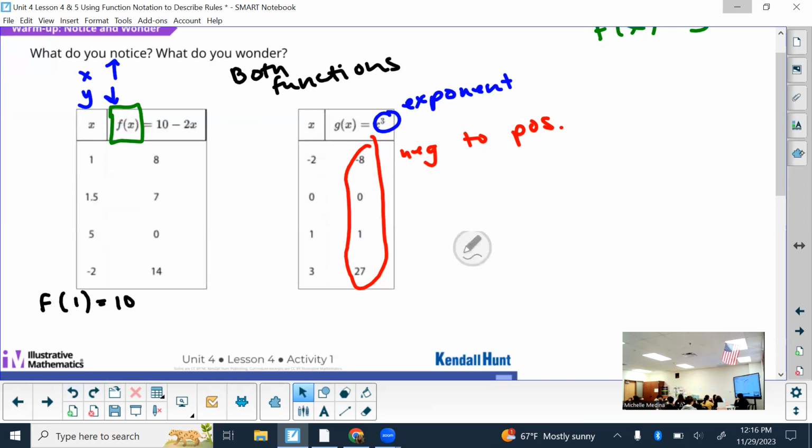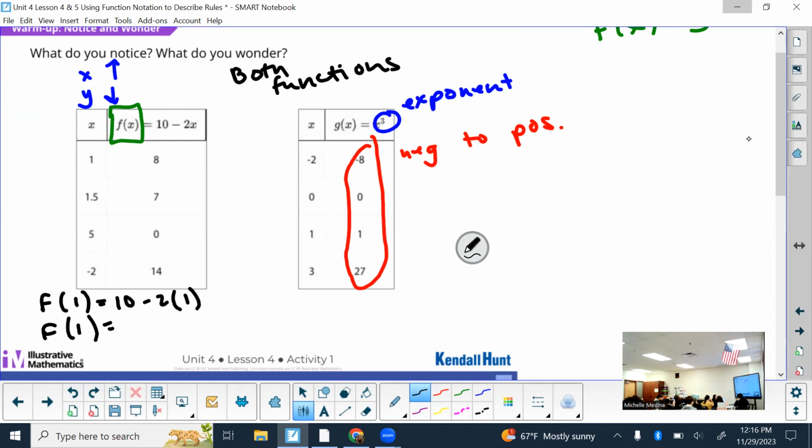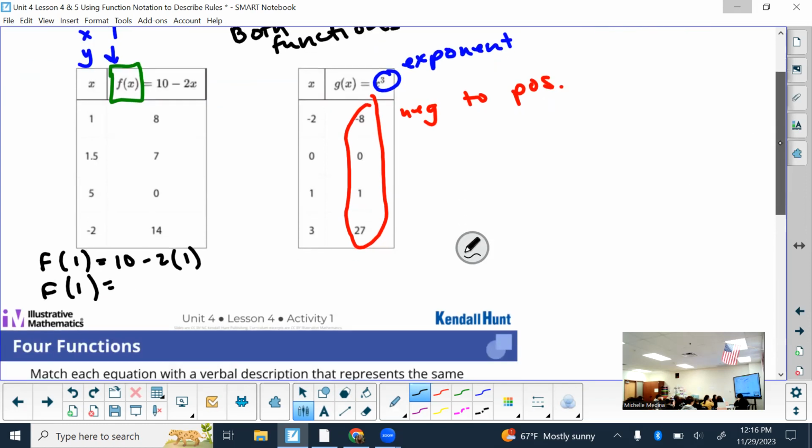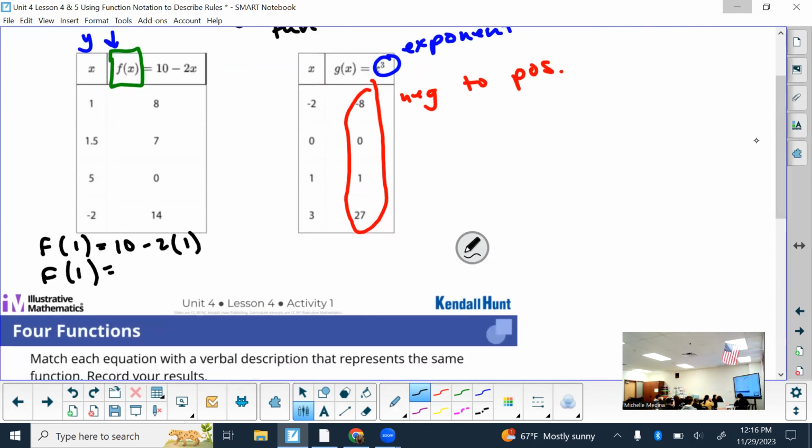Okay, so 10 minus 2 times x, which for the first input is 1. All right, now do your order of operations. Do we subtract first or do we multiply first? Multiply first, yes, you multiply first. What's negative 2 times 1? And then bring down that 10. What's 10 minus 2?